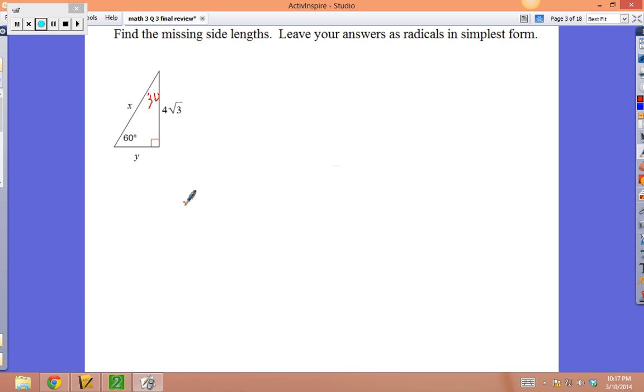Okay, same thing. It's a 30, 60, 90. Draw the other half. And if we know the altitude, we got to work backwards to get the shorty. And you're going to take the altitude, 4 square roots of 3, and you're going to divide it by square root of 3. So it's just going to be 4. So that means x is going to be 8.